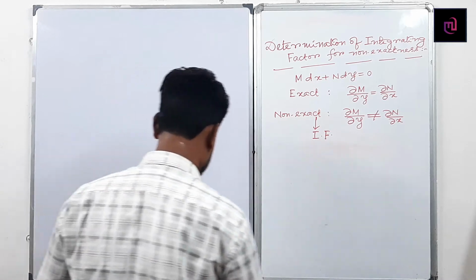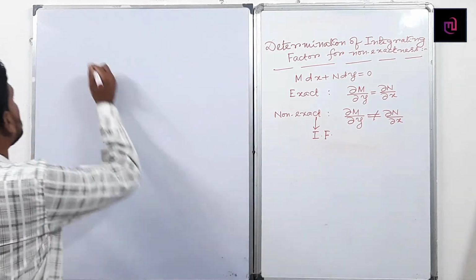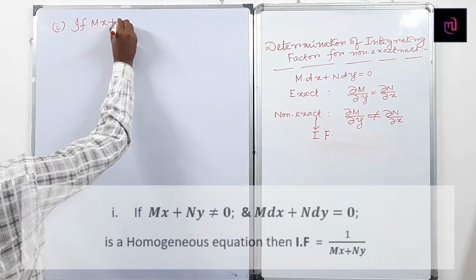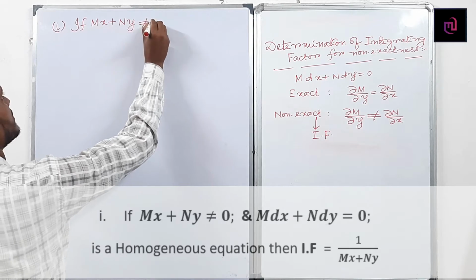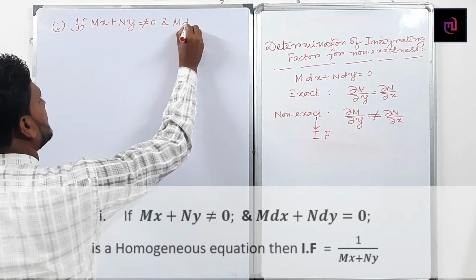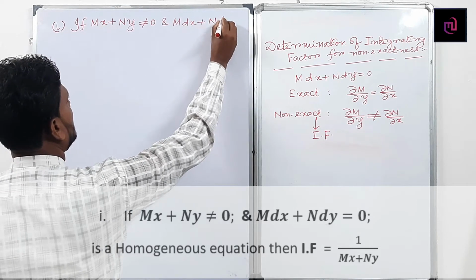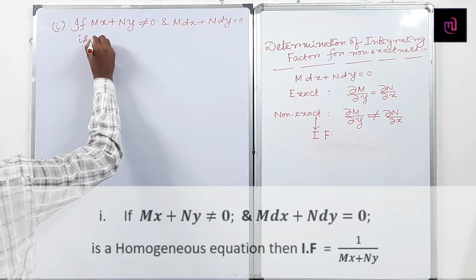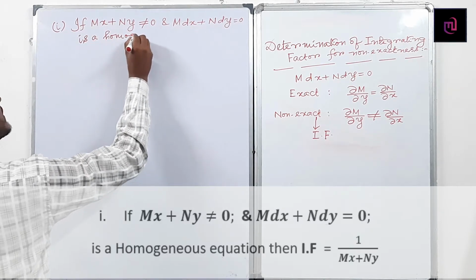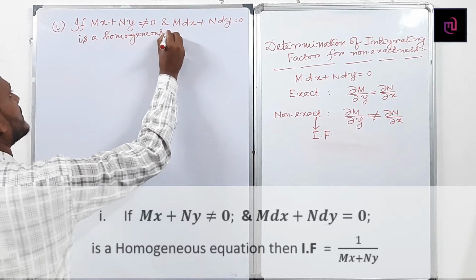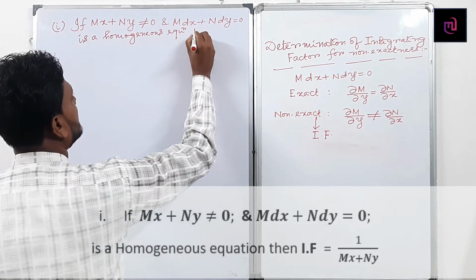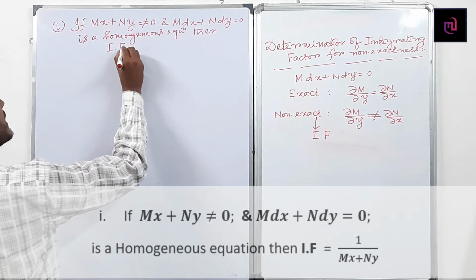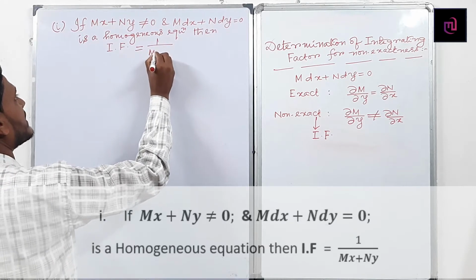So in the first case, if Mx plus Ny not equals to 0 and M dx plus N dy equals to 0 is a homogeneous equation, then the integrating factor equals 1 divided by Mx plus Ny.